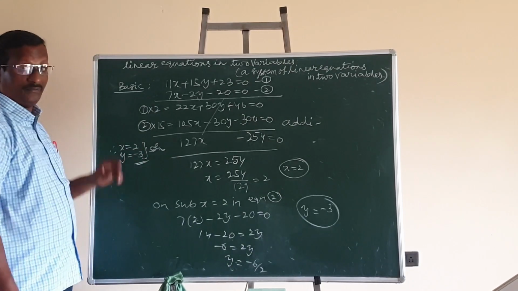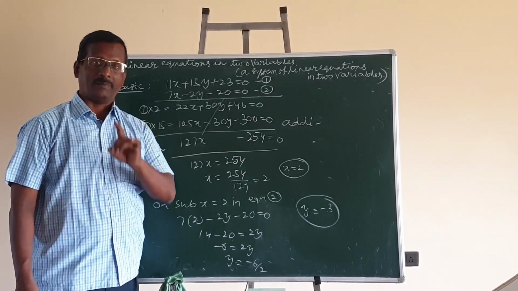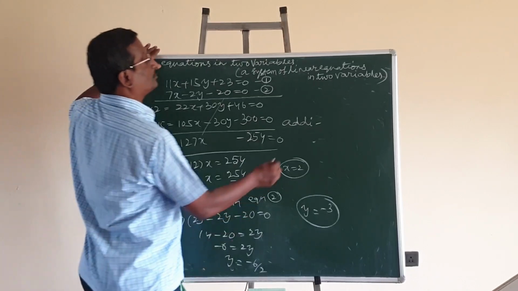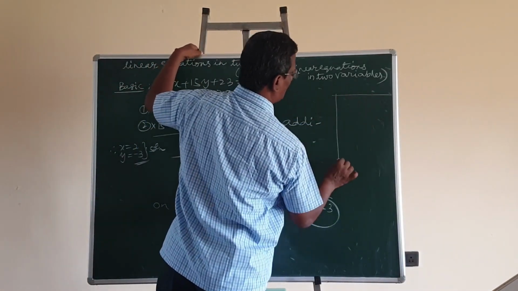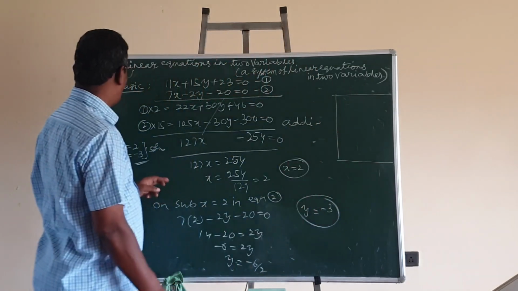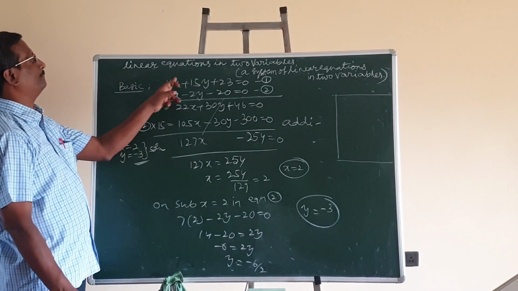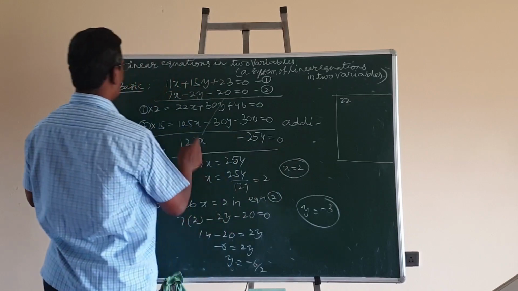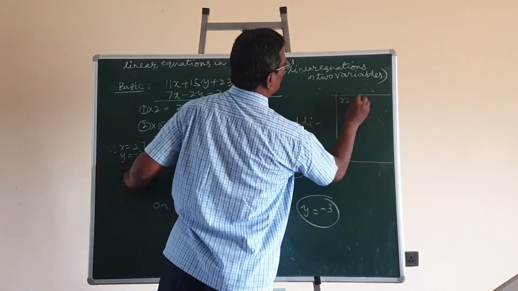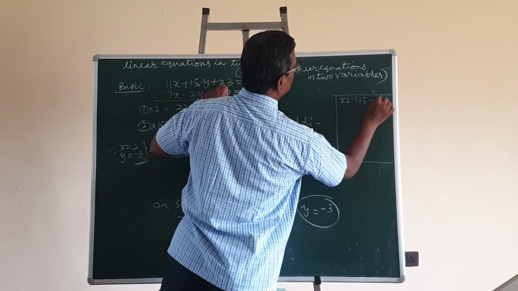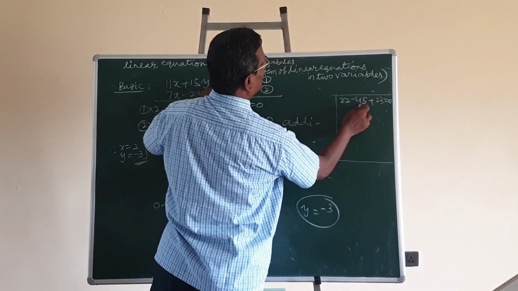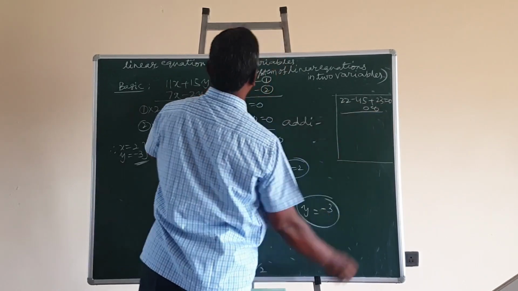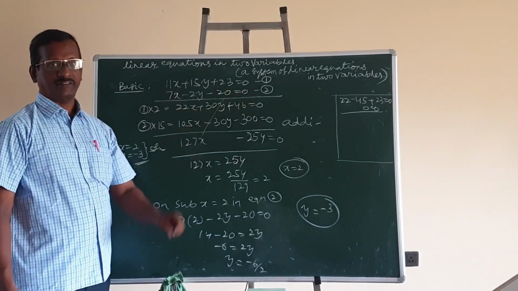For the examiner, it is not required, but for you to confirm the answer, checking is essential. That is why I want to make a small calculation. It is for our confirmation, not for the examiner, to see whether these two values satisfy both the equations or not. 2 into 11, 22, 15 into minus 3, minus 45, plus 23 is equal to 0. 22 minus 45 is minus 23, minus 23 plus 23 is 0, 0 is equal to 0. These values satisfy equation 1.